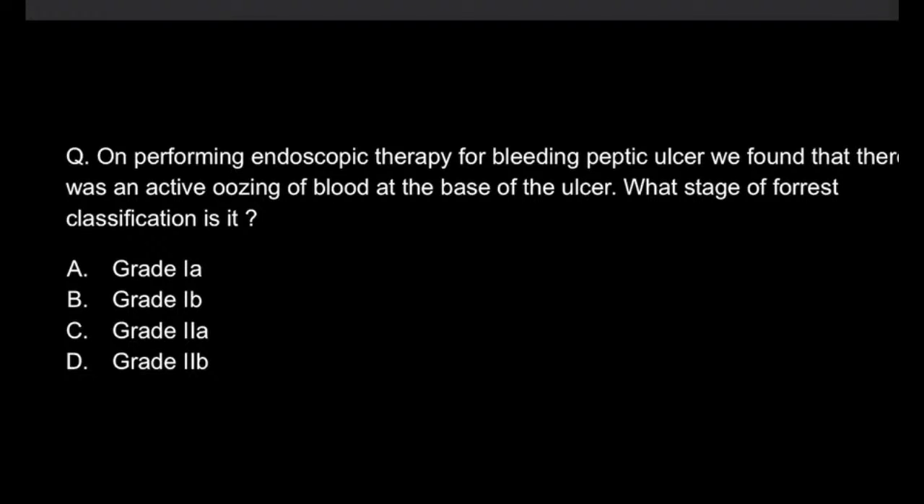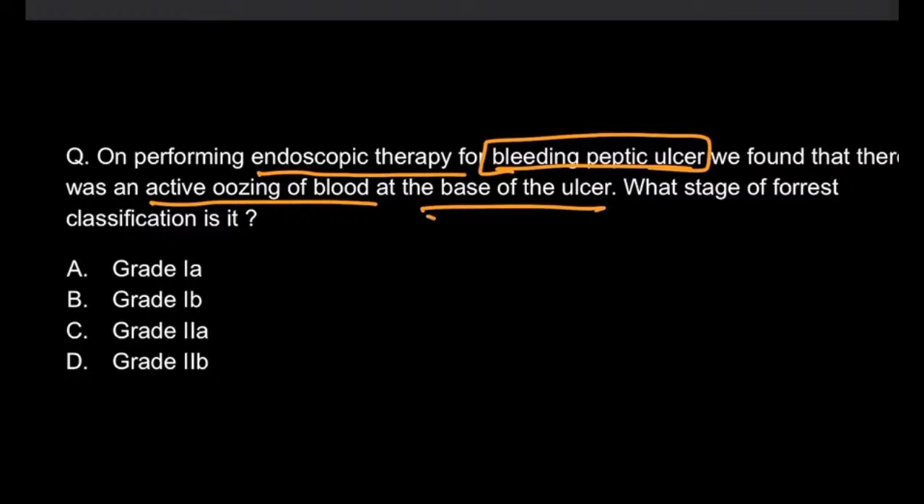So there's a guy who is having a bleeding peptic ulcer. You did an endoscopic therapy and you found that there is an active oozing of the blood at the base of the ulcer. What stage of the Forest classification is it? So what I'm trying to ask you is, what is the Forest classification?